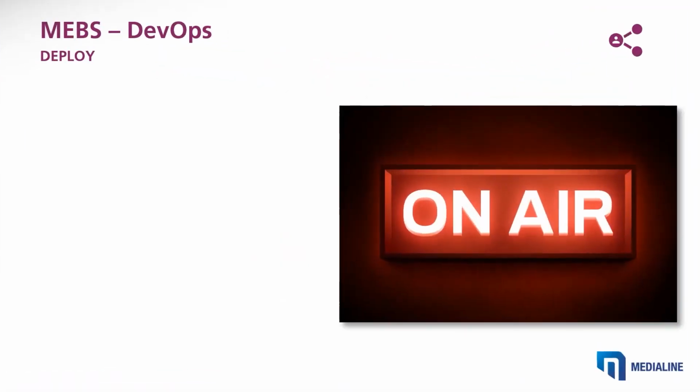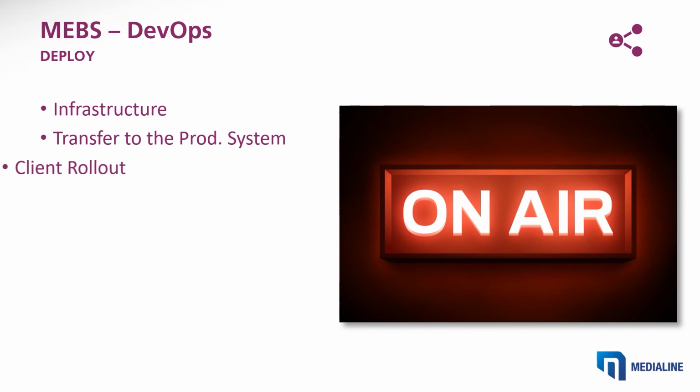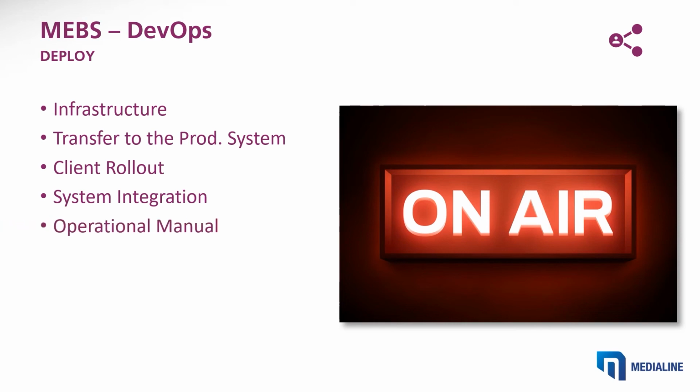In the phase deploy, it is necessary to ascertain whether the client's existing infrastructure is able to support the new software before transporting it into the productive system. Once the client rolls out the new software, a system integration occurs. For this, an operational manual is made available to the client to guide the employees as they adapt to the new system on its function and uses. Finally, the client can go live with the new software. That is to say, they can use the software in their everyday business.